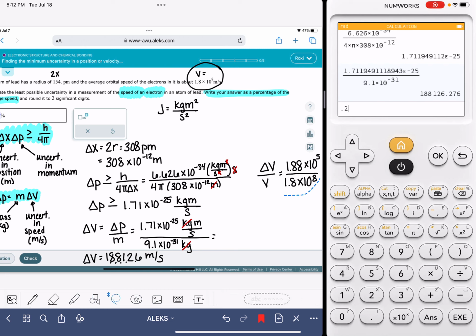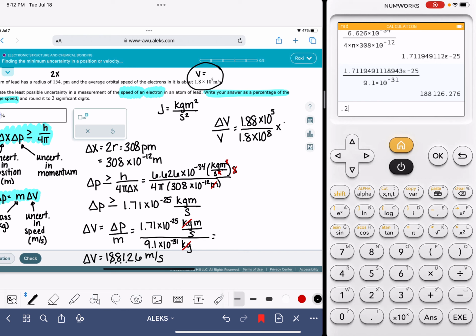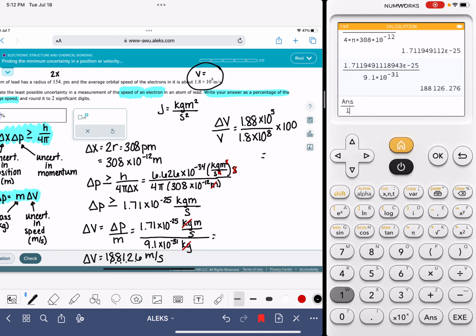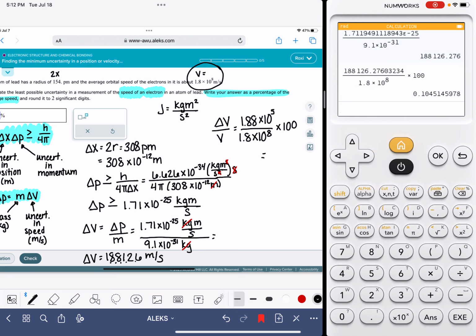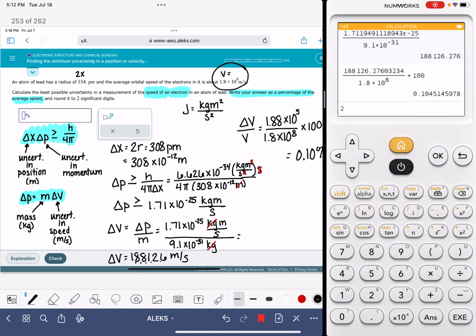And it does want this as a percentage, which means that the answer that we get, we're going to multiply it by 100. And so that is going to give us 0.10% to two significant figures. And that's the answer for this problem.